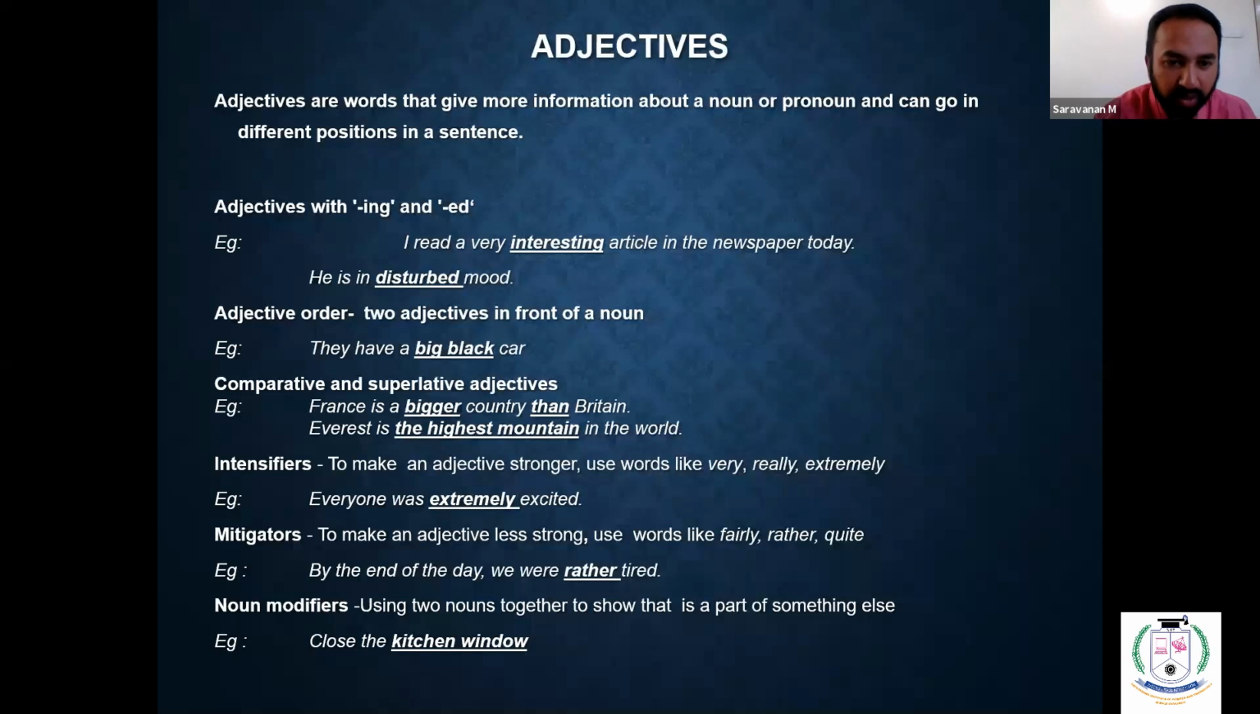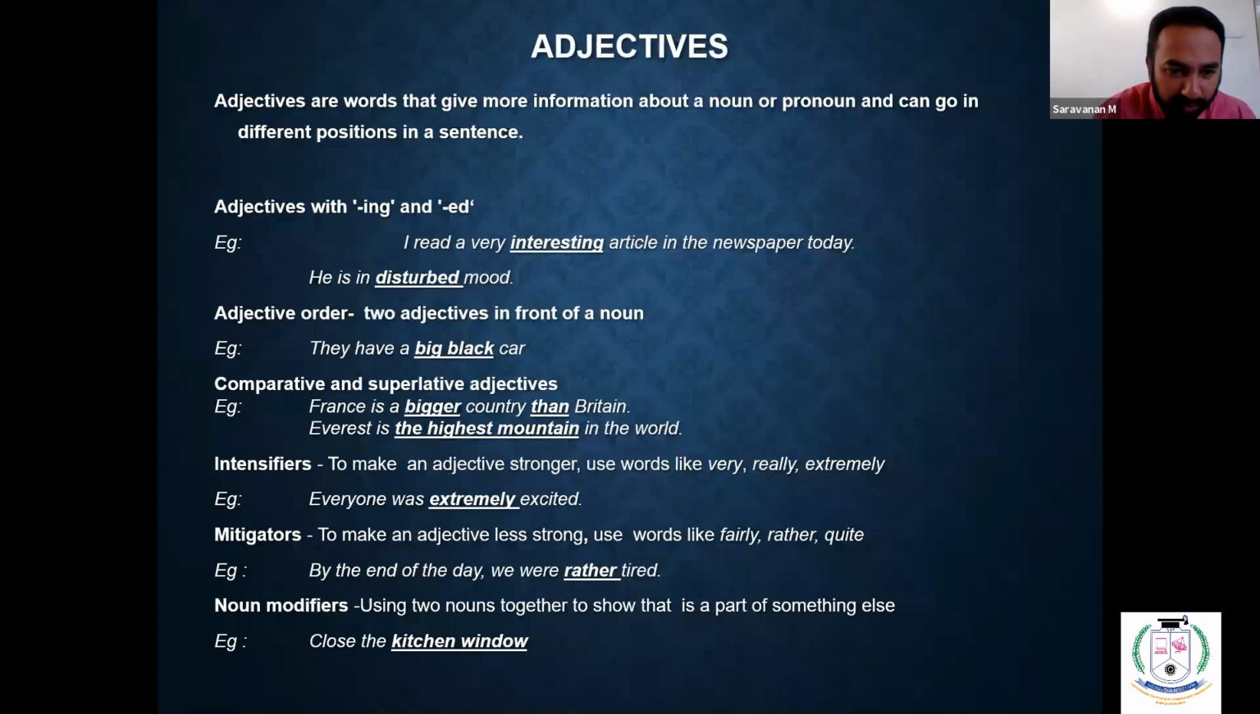Now, next one. Everyone was extremely excited. Intensifiers. You are intensifying the action. They were very excited. You're saying they're excited, maybe because a movie star has visited, or because a new movie is released, or maybe because of the good marks that all of you got, whatever. Everyone was extremely excited.